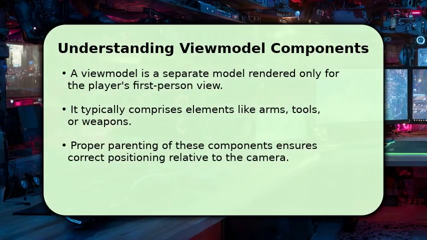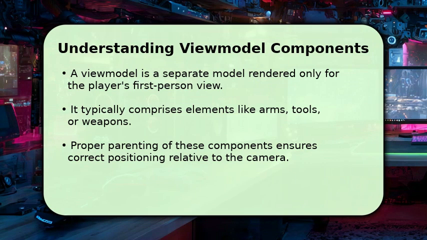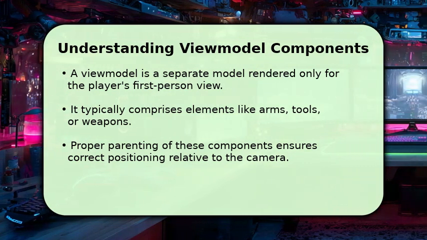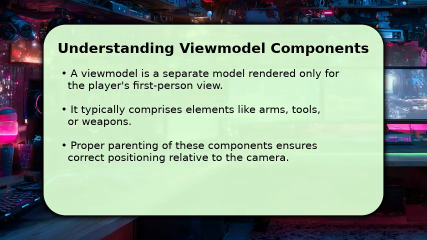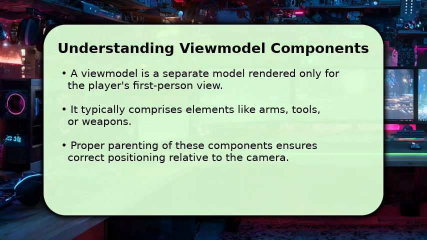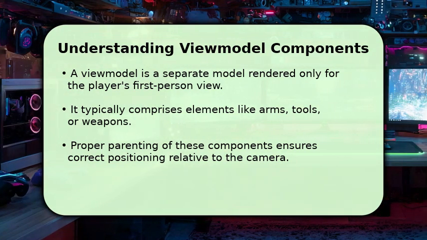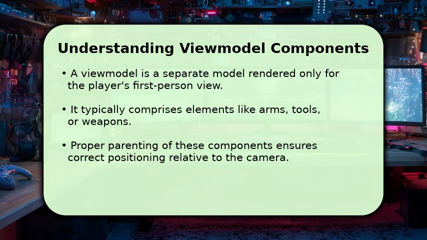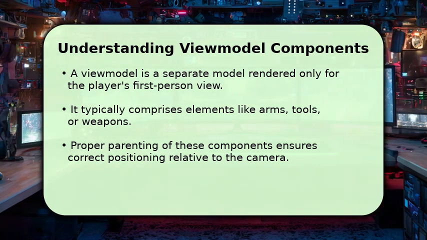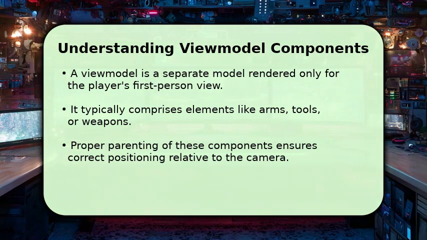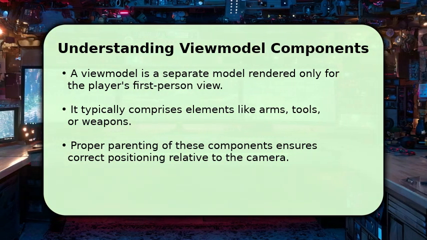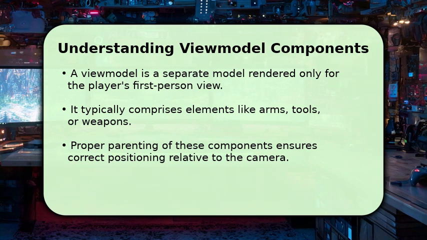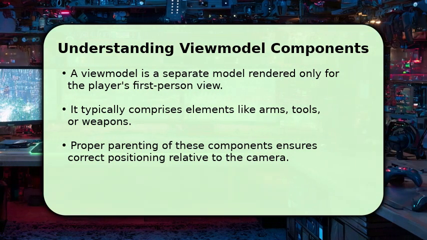A view model is essentially a distinct character model, rendered exclusively for the player's first-person perspective. It typically consists of parts like arms, weapons, and tools, carefully positioned directly in front of the camera. You will learn to properly parent these components to maintain their correct relative positions at all times. This ensures the view model moves naturally and seamlessly with the player's camera movements.